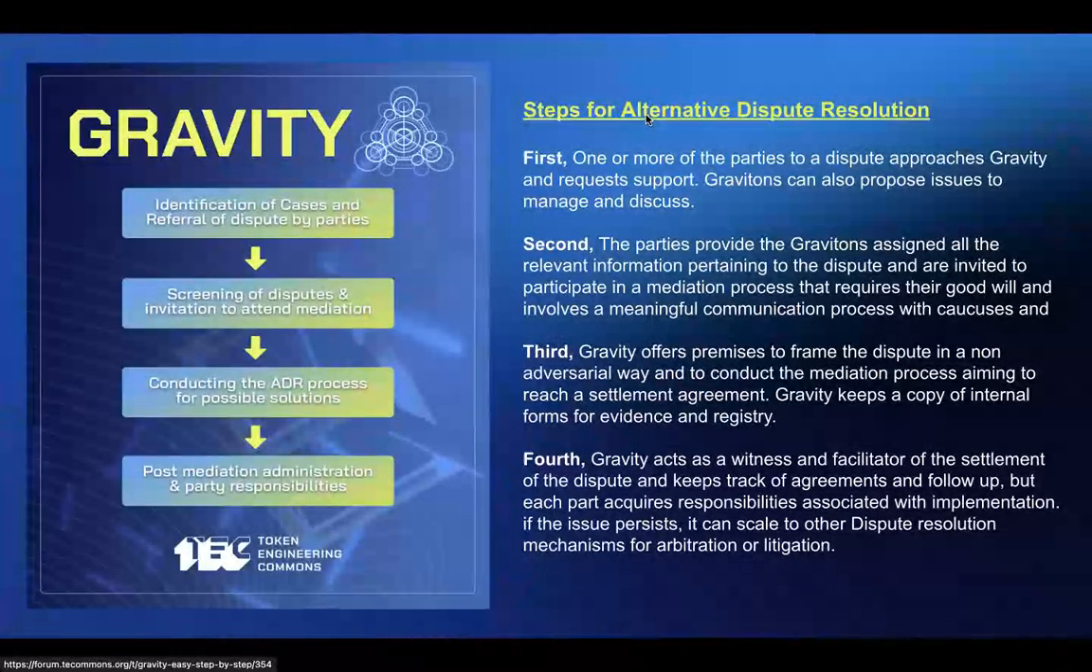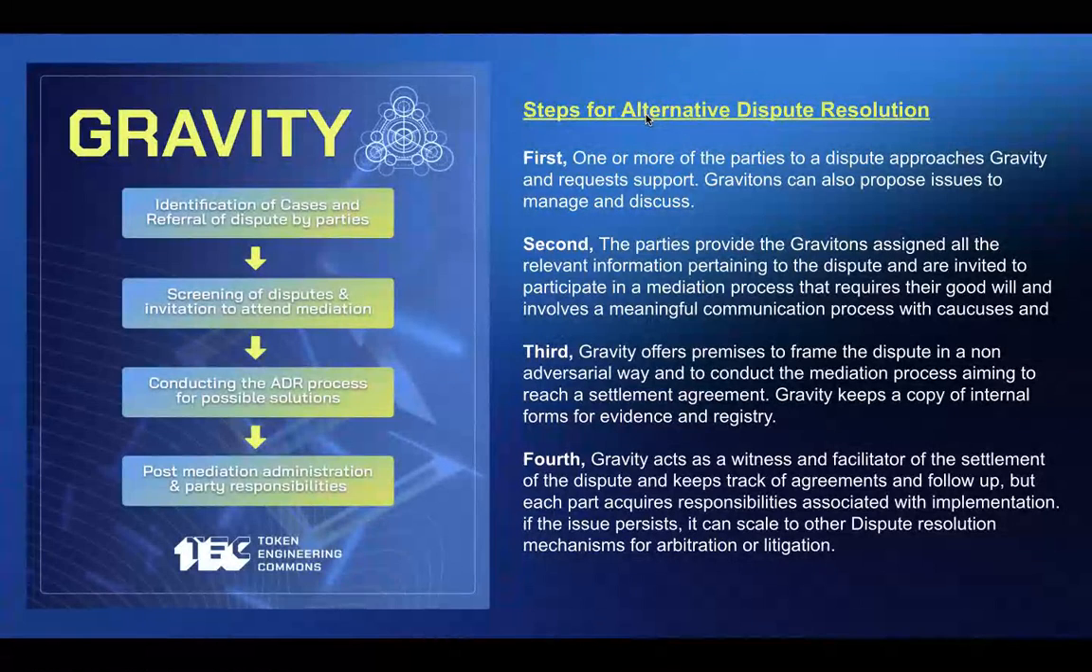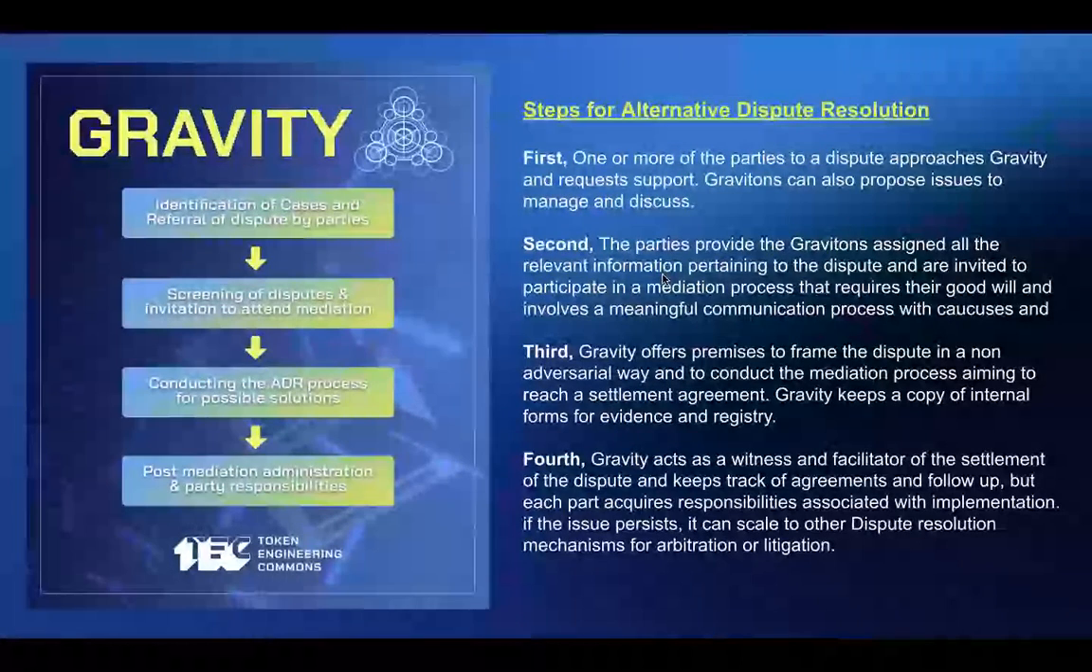And then the fourth step is that we act as a witness and facilitator of the settlement of the dispute and keep track of the agreements, but each part acquires responsibility associated with the implementation of the agreement. And if the issue persists, it can scale to other dispute resolution mechanisms for arbitration or litigation. So basically, this is a four-step process.